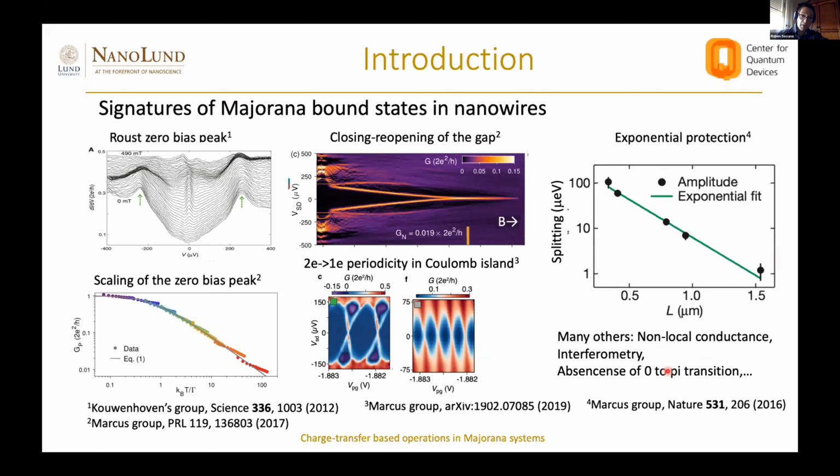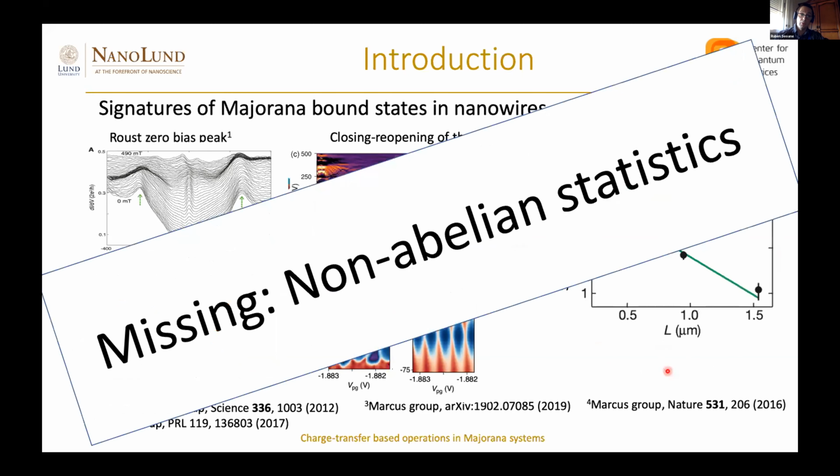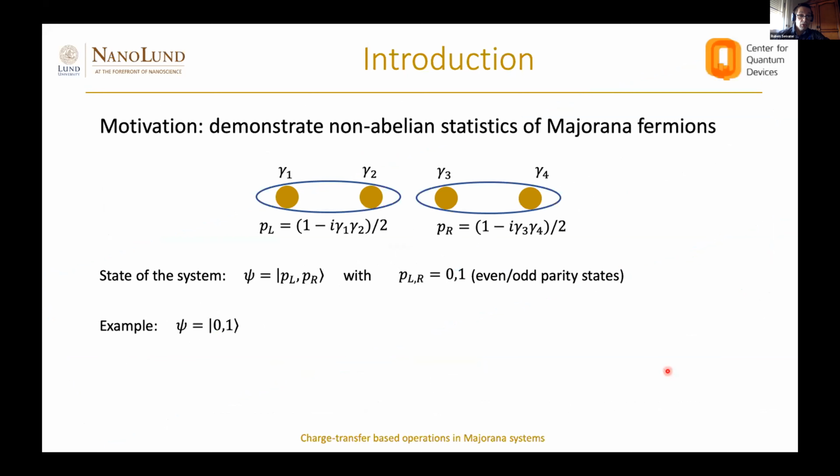So really one of the major challenges in the field, I believe, is to demonstrate non-abelian statistics, which will be the smoking gun of a topological origin of all these phenomena we are observing. So here I'm introducing non-abelian statistics.